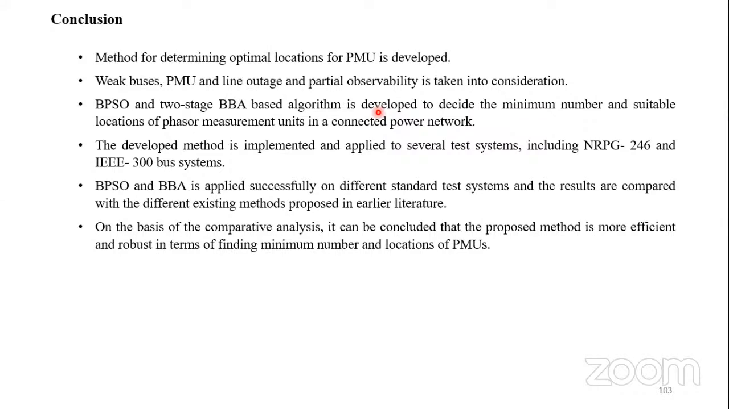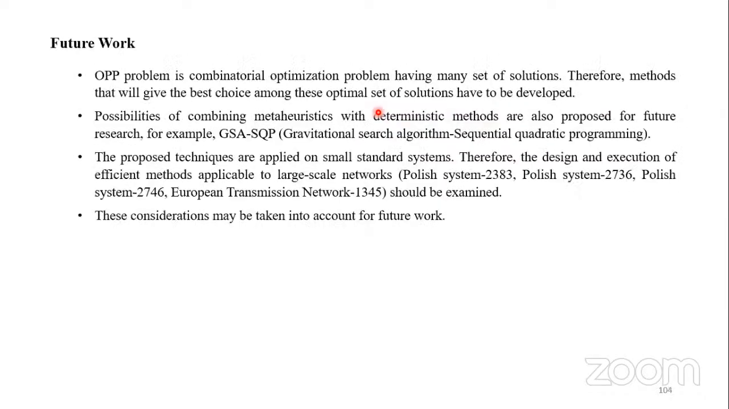In the last, I must say that the two-stage branch and bound algorithm is always preferable if we are finding the optimal location of PMUs. Okay, and future work. There is so much work going on from the last 2 decades based on solutions for optimal PMU placement, and even scientists are working on micro PMU placement also.